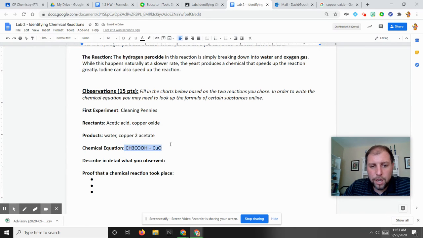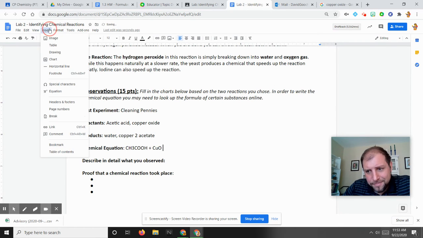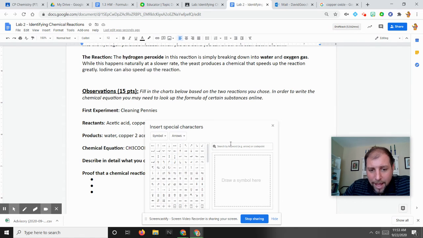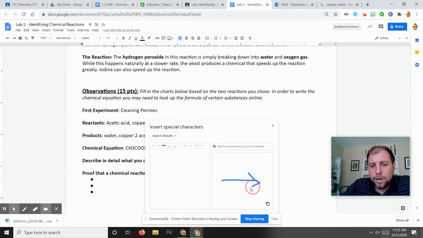Okay, so there we go. Now we need a yield arrow. I can either type it in like that, or I can get kind of fancy. Check this out, guys. If you go to Insert, Special Characters, it'll have a bunch of characters ready to go. And look, right off the bat, it has arrows. I don't know if that's what you see, but that's what I see. And if not, this is so cool. You can draw an arrow here, and it'll pick it out of a lineup.